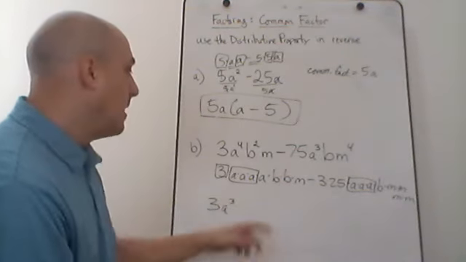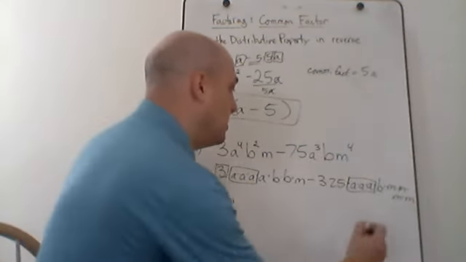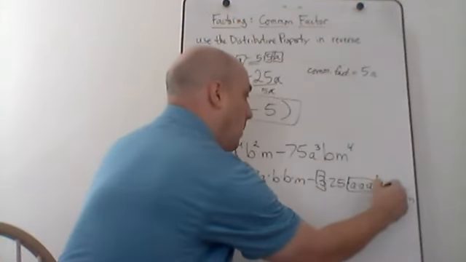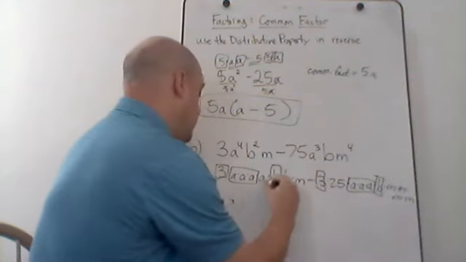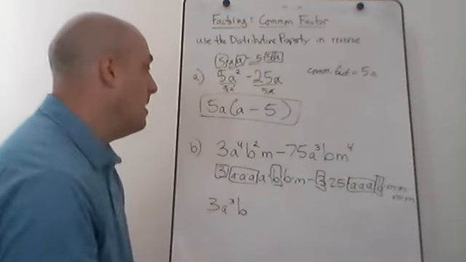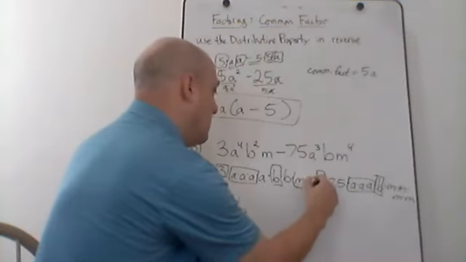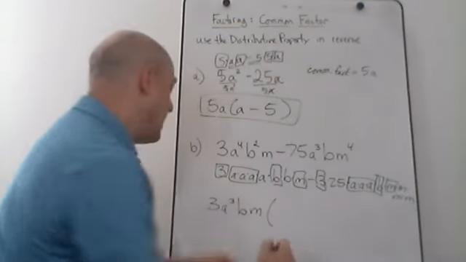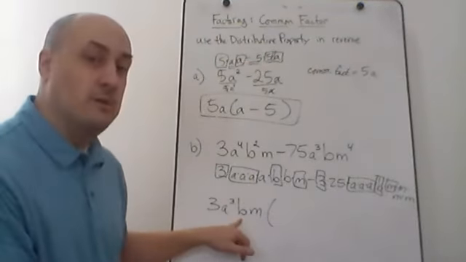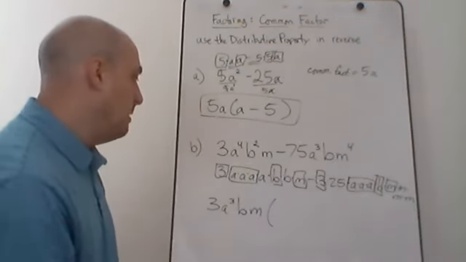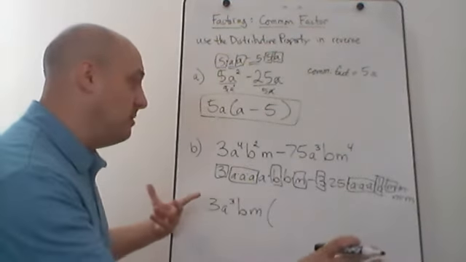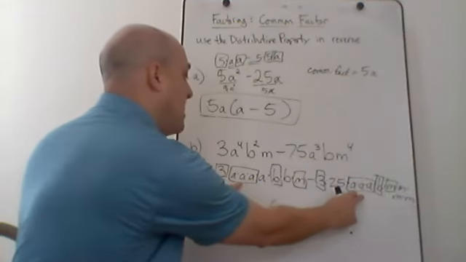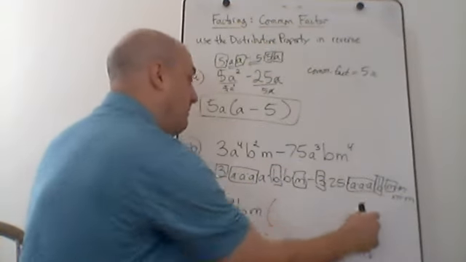This one has 2 b's, this one has just 1 b, right? So I can pull out then one single b, right? Because they both have at least 1 b in common. This one has 1 m, so I can pull out that 1 m and I can pull out one of those m's. So there's my common factor. It's going to be 3a to the third b m, right? So again, if I factor it all out and I write out all the variables and everything, they both have a 3, they both have 3 a's, they both have 1 b, they both have 1 m.